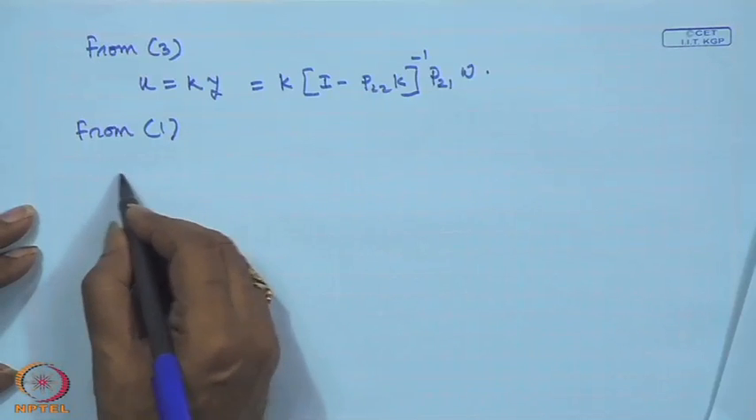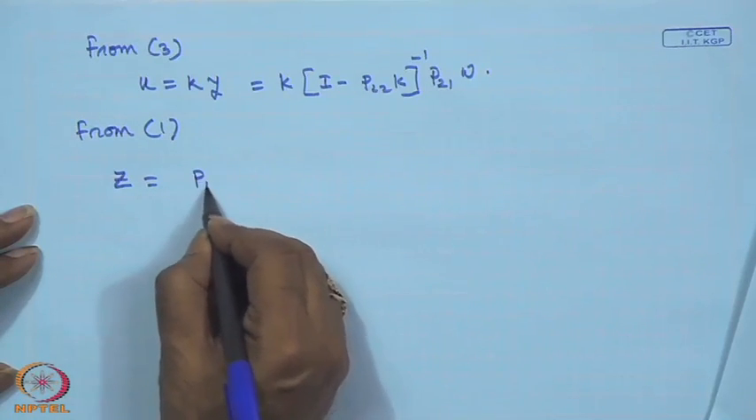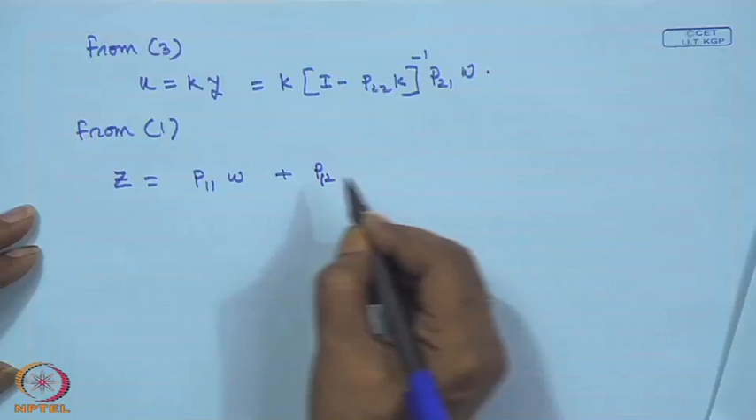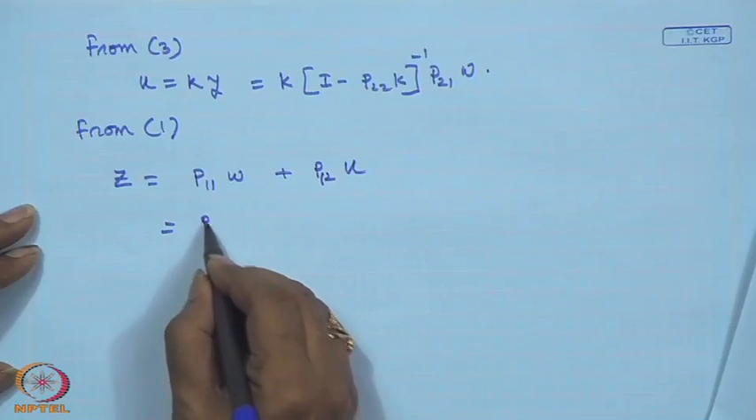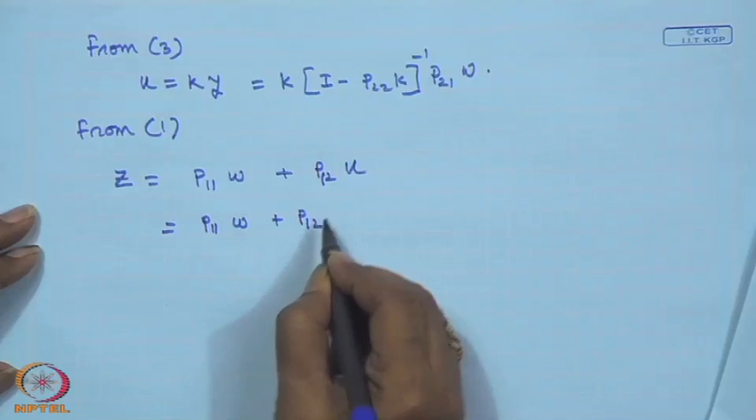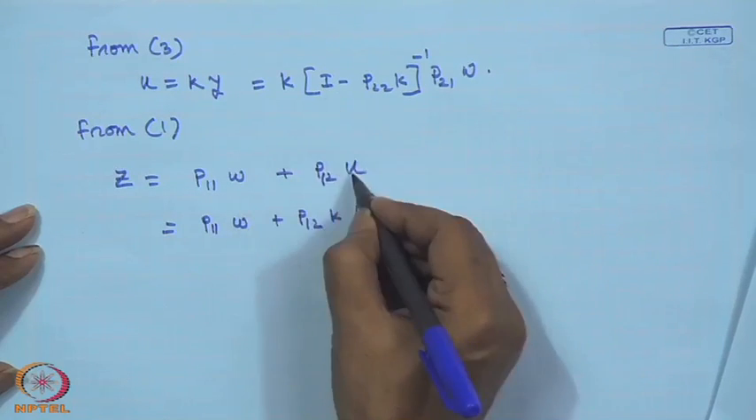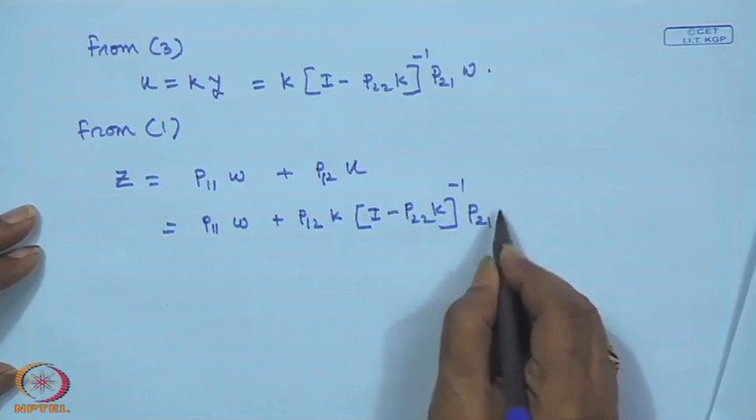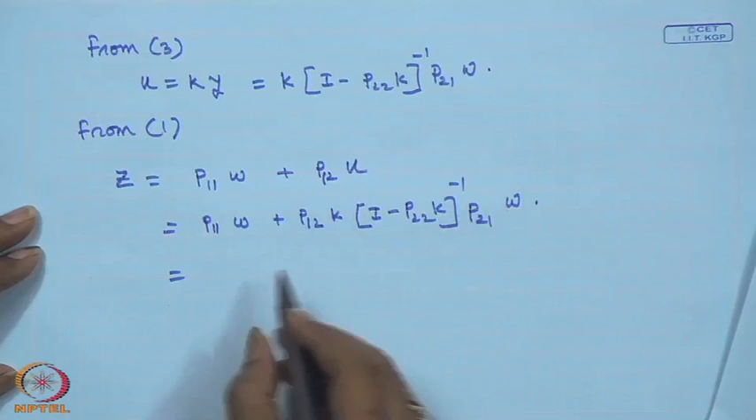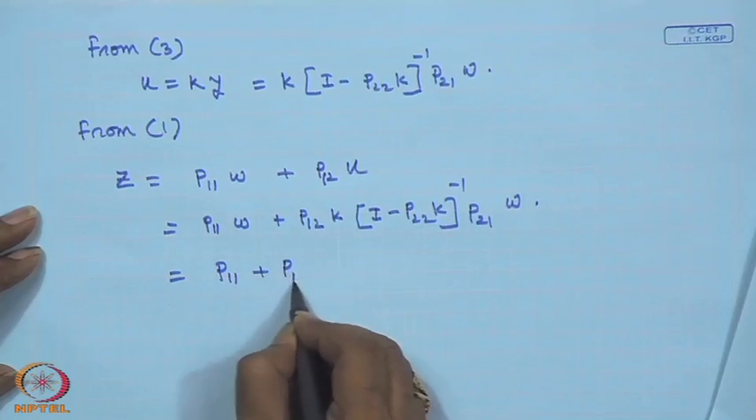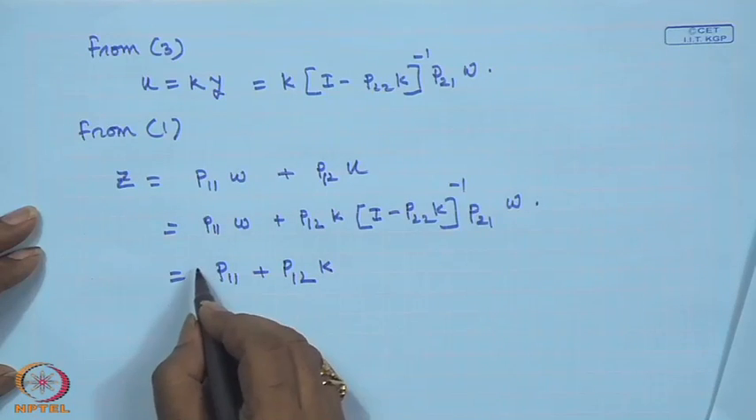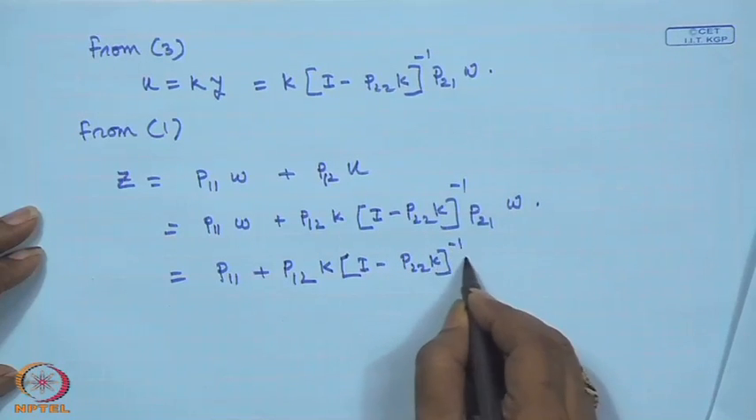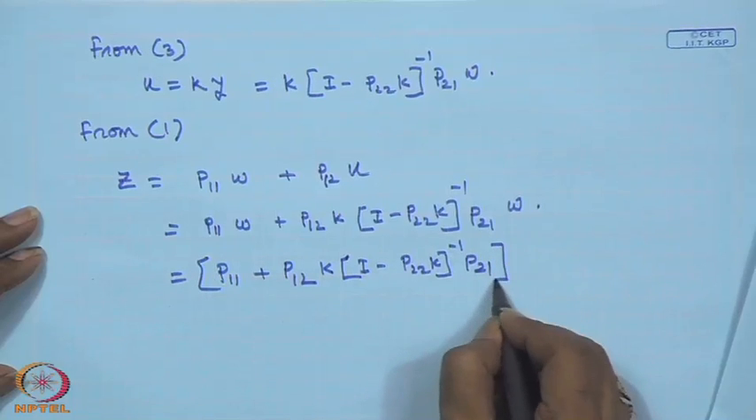So, from 1, we can write Z is equal to P11 W, then P12 U. Put the value of U: P11 W plus P12 K, then (I minus P22 K) whole inverse, P21 W. So, if you take the exogenous input W common, it is P11 plus P12 K, then (I minus P22 K) whole inverse P21, into W.